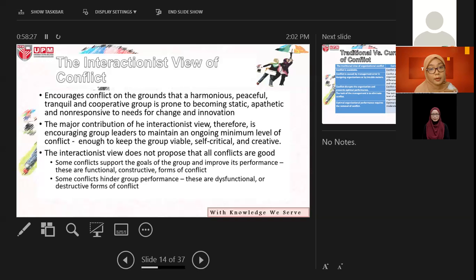So meaning to say, the interactionist view ni, it groups two types. It groups the type of conflict ni into two, functional and dysfunctional conflict. So what they want to highlight is the functional conflict, but we also need to identify what are those considered to be dysfunctional conflict. Okay, dua-dua.